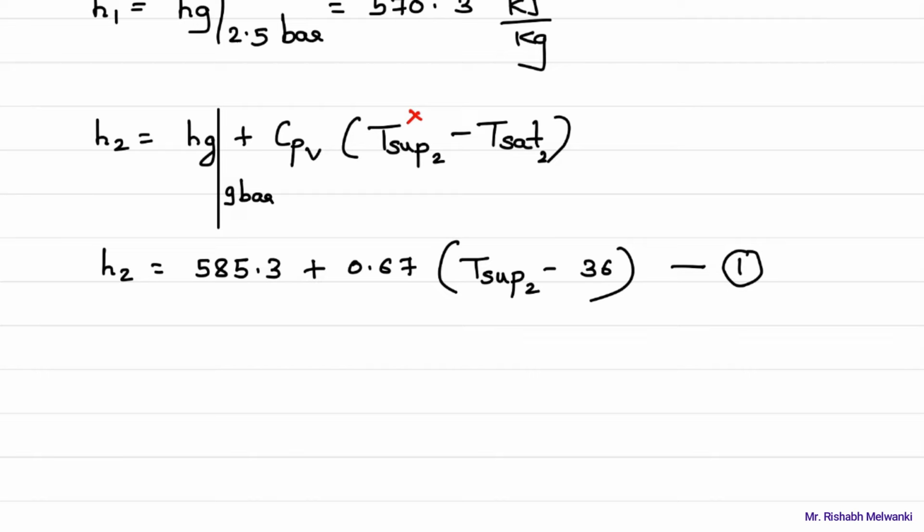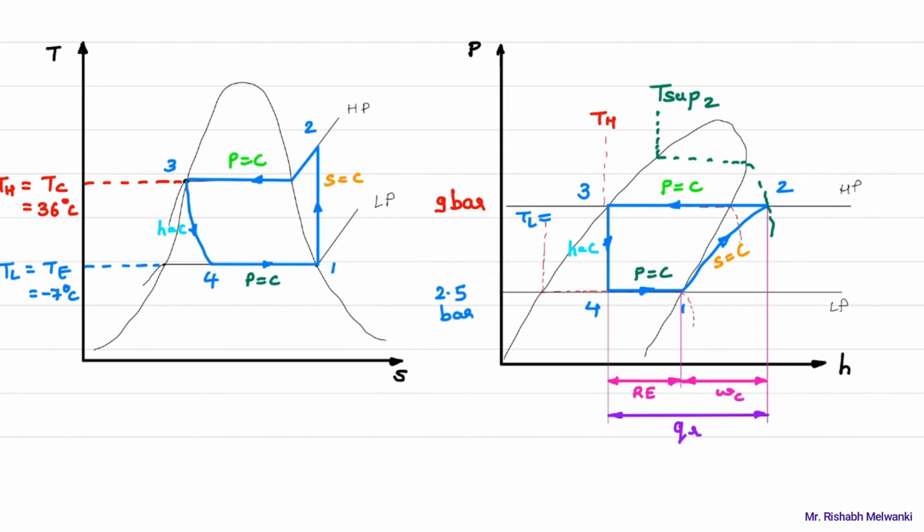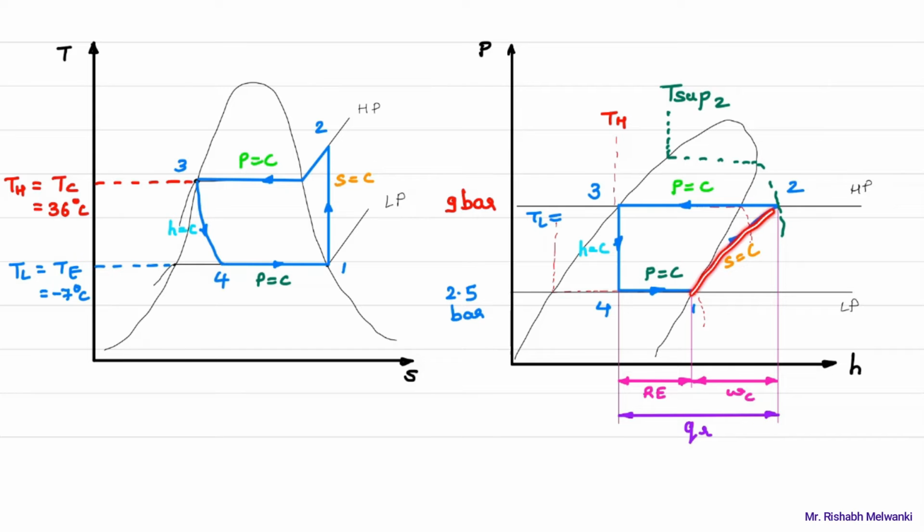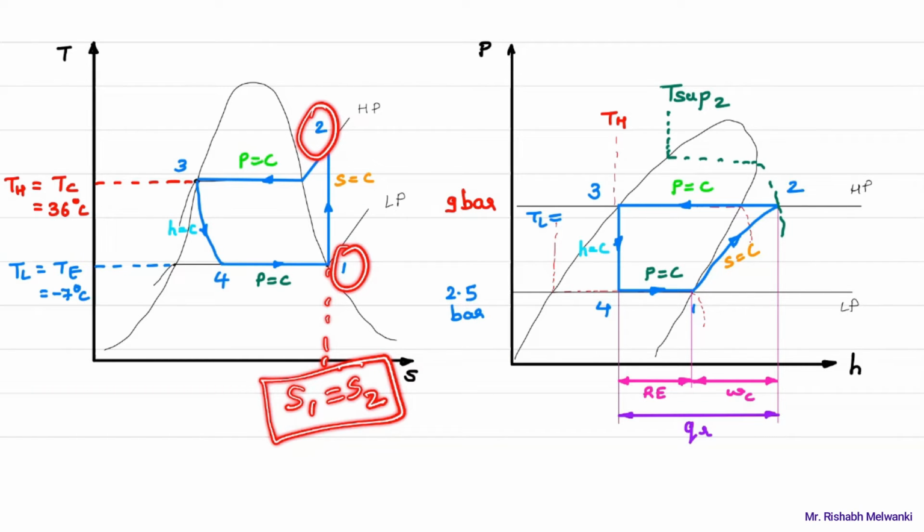So here, see, there is one hurdle in front of us. To calculate H2, we require T sup 2. Is this clear? Now, how to find this T sup 2? Very easy. If you observe the pH diagram, process 1 to 2 is which process? Isentropic process. It means the entropy of point 1 is equal to the entropy of point 2, specific entropy. So we will use this to calculate the T sup 2 value.